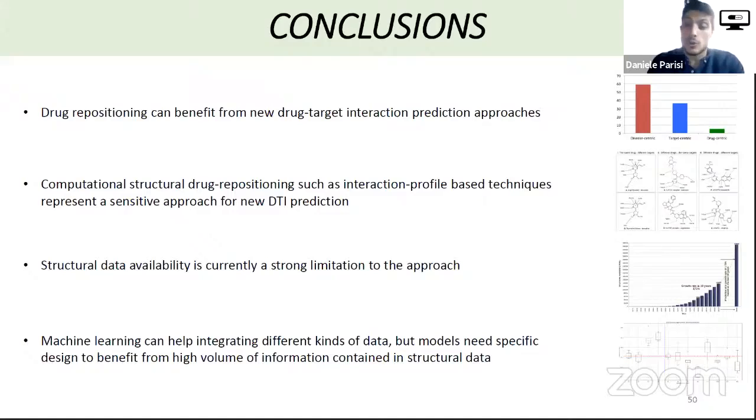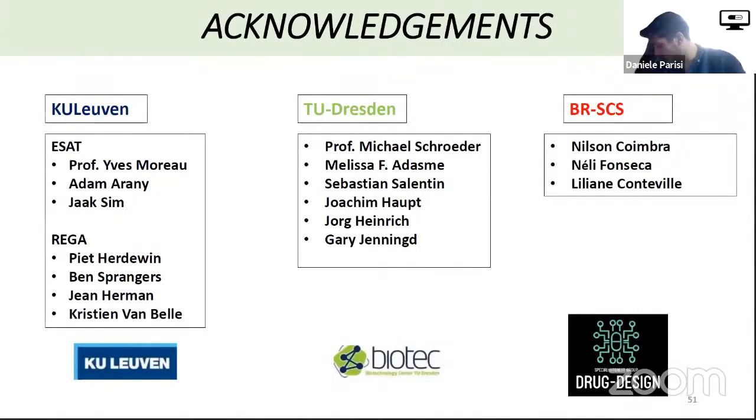predictions. And of course, we have to work on machine learning and deep learning in order to design models that are able to accommodate this very detailed amount of data that we have from all the different structure-based techniques, in order to help the prediction of new drug target interactions from a very big data perspective.